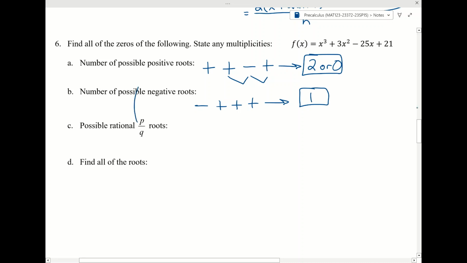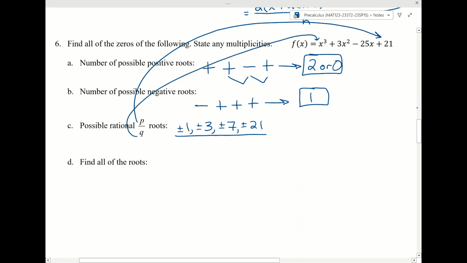P, if you remember, was factors of 21. The numbers that go into 21 are 1, 3, 7, and 21. Q are factors of 1. Factors of 1 are just 1. So we write 1 over 1, 3 over 1, 7 over 1, 21 over 1.